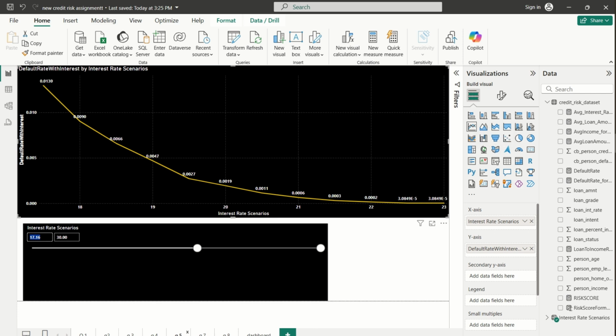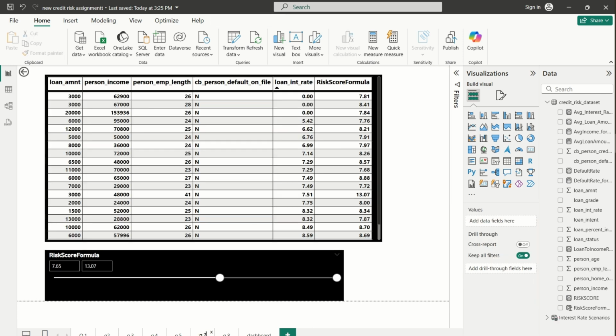Now moving to question 7. Write a DAX formula to calculate the risk score for each loan, considering factors such as loan amount, person income, default history, and employment length. Define the risk score formula based on these factors.